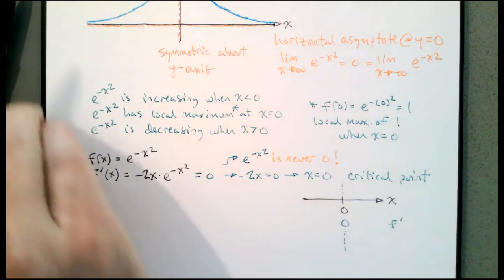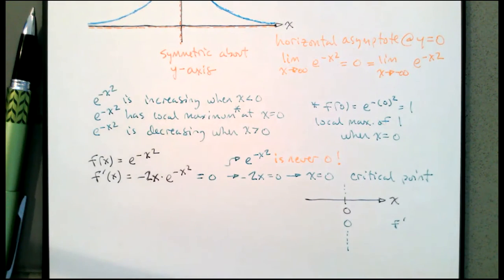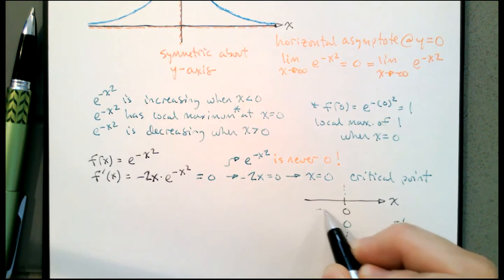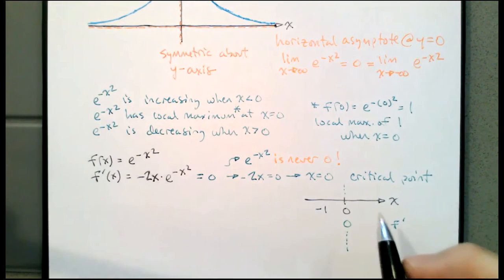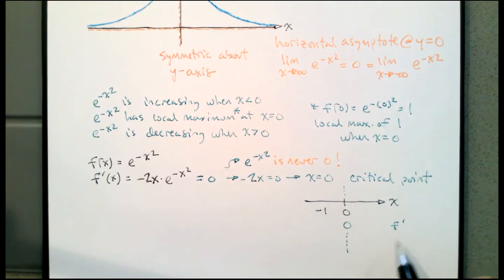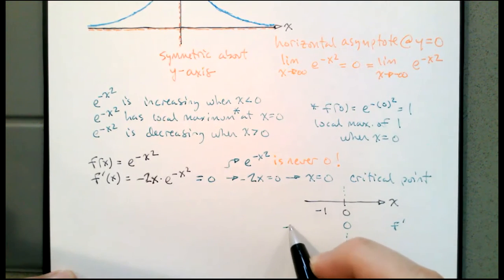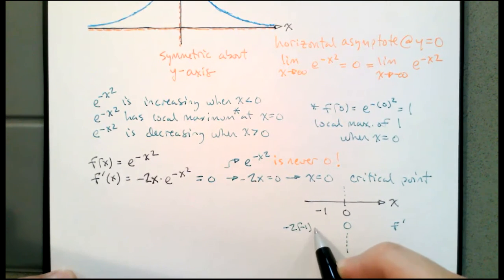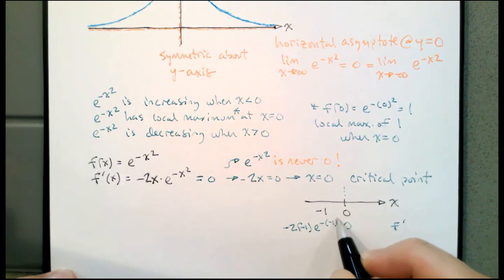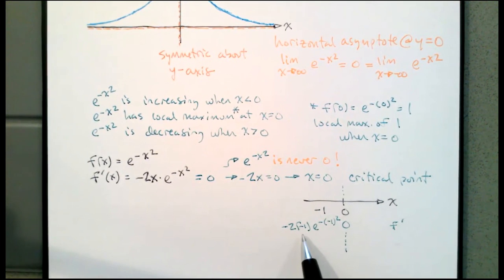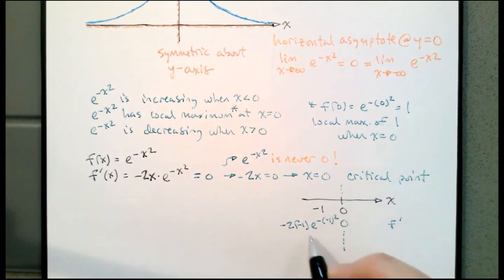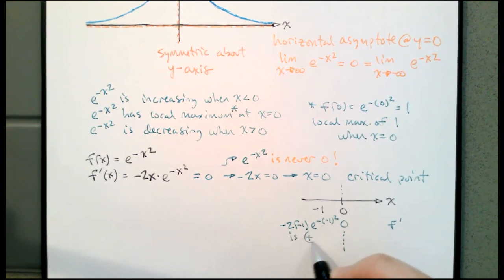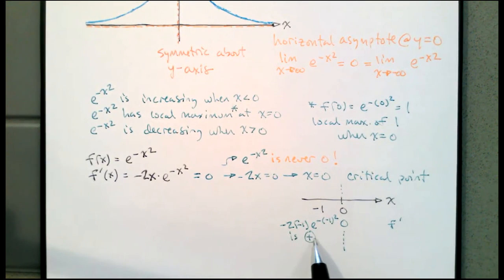So if I pick a value of x that's less than 0, like -1, then f prime is -2 times -1 e to the -1 squared. And the -2 times -1 is going to be positive. So this is positive. F prime is positive when x is less than 0.